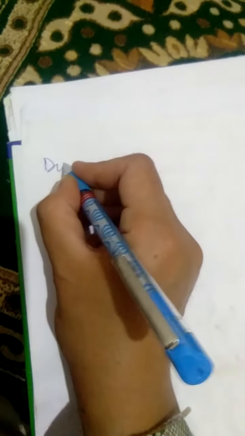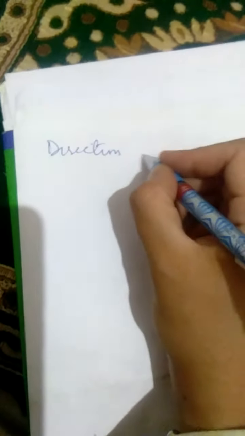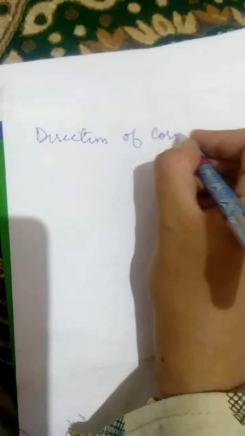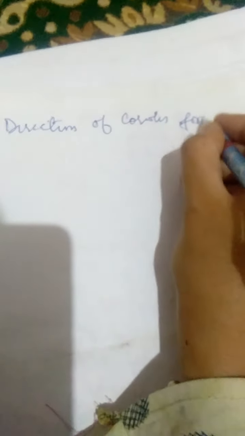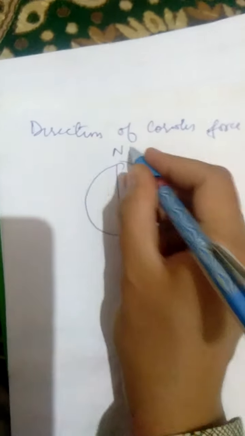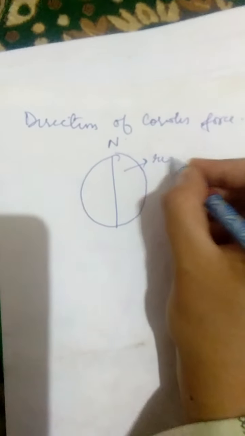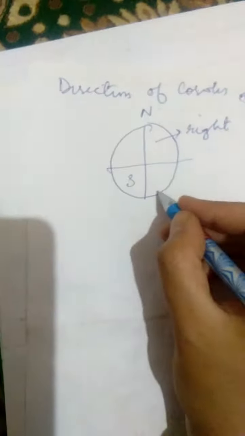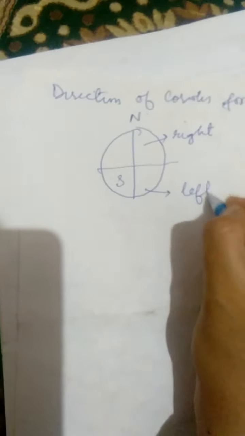One more important thing that I would like to add to your knowledge is the direction of Coriolis force. Remember that in the northern hemisphere, the bodies tend to turn right on account of Coriolis force, and in the southern hemisphere, the bodies tend to turn left on account of Coriolis force.